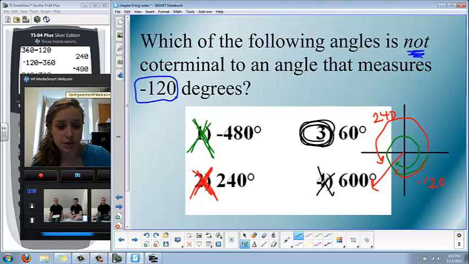That means that we had three different ways that we could rewrite negative 120 degrees. There's actually an infinite number of ways that you could do this, which is pretty cool. But 60 is not one of them because 60 is up here in the first quadrant. It's like right here. So that doesn't make any sense.